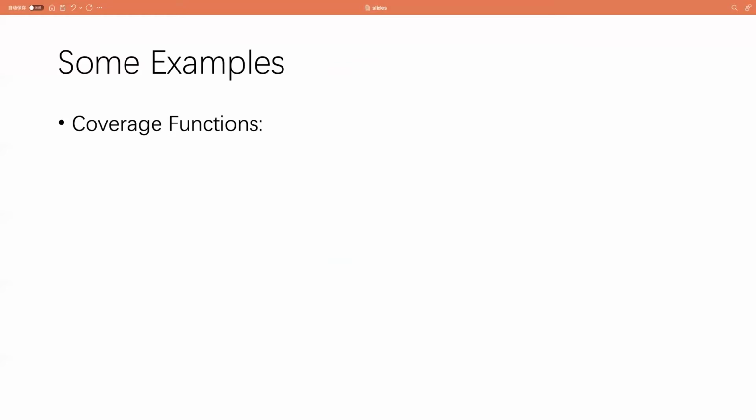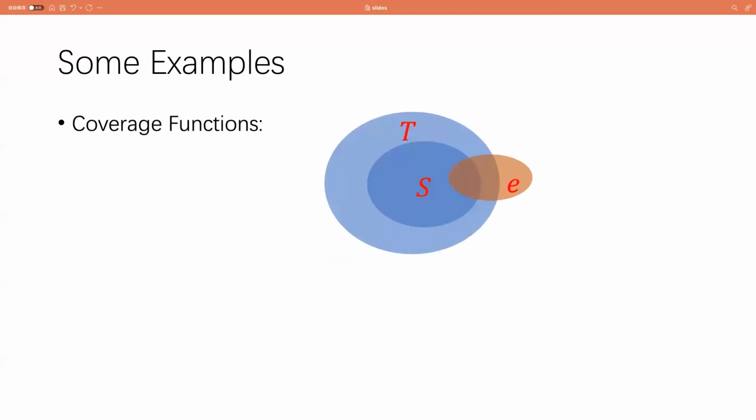Let's see this graph as an illustration. Given two collections of sets S and T, where S is completely contained in T, now given a new set e, the objects in e that are not covered by S must also not be covered by T, but the reverse may not be true. So the number of new objects e covers that are not covered by T is at most the number of new objects e covers that are not covered by S, which means that the set coverage function is a submodular function.